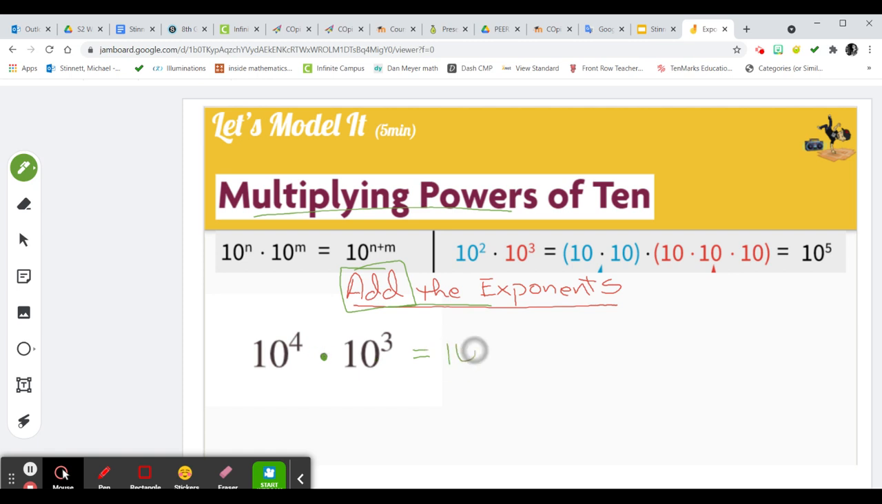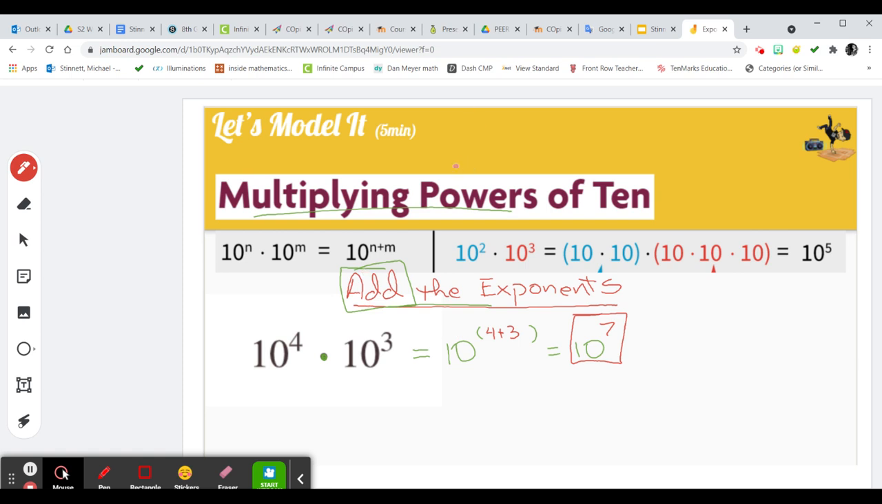So I'm going to have 10 to the, and I'm going to add them together, so I'm going to put them in here: 4 plus 3. And that's the same as 10 to the 7th power. So 4 plus 3 is 7, so 10 to the 7th power. All I did here was add my exponents, all right?